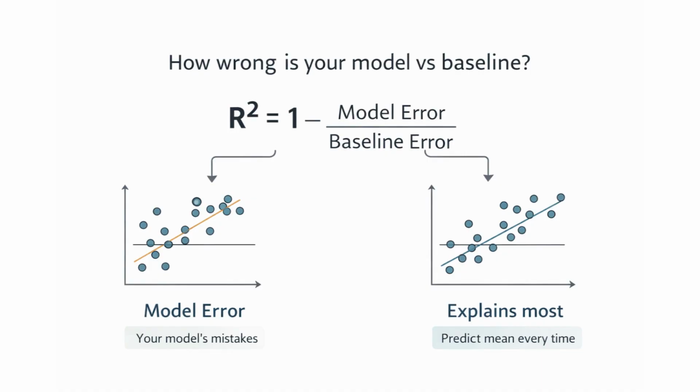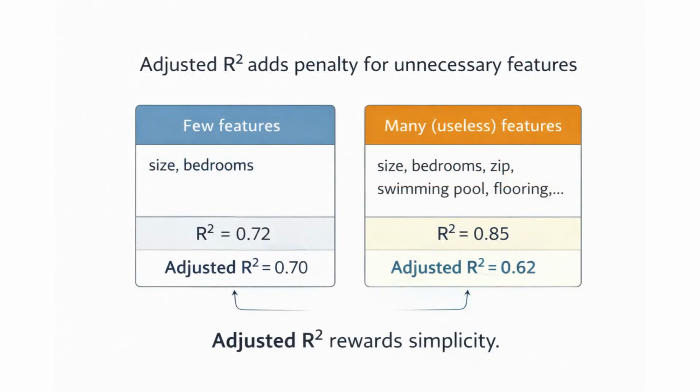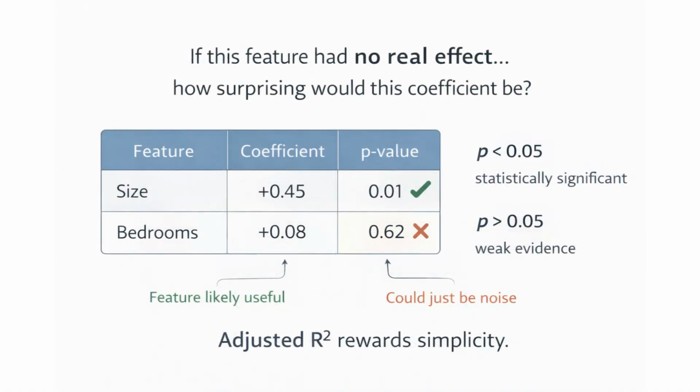Under the hood, R squared compares two things: how wrong our model is versus how wrong we'd be if we always predicted the average. Here's the trap. R squared almost always increases when you add more features, even if those features are useless. So a high R squared doesn't automatically mean a good model. This is why we use adjusted R squared. Adjusted R squared adds a penalty for unnecessary features. If a new feature doesn't truly help, adjusted R squared will go down.